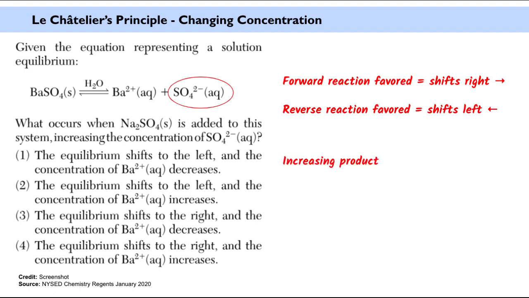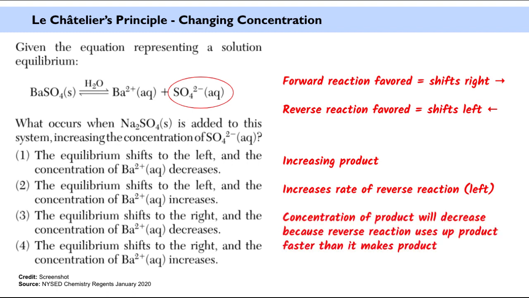So if I am increasing the amount of product, that means I am increasing the rate of the reverse reaction because I'm increasing the amount of product particles that can collide, which is increasing the rate of the reverse reaction. This in turn is favoring the reverse reaction in a leftward shift and is actually going to decrease the concentration or the amount of the product because the reverse reaction uses up product faster than the forward reaction will make product, because the reverse reaction is being favored over the forward reaction. So my answer is number 1.